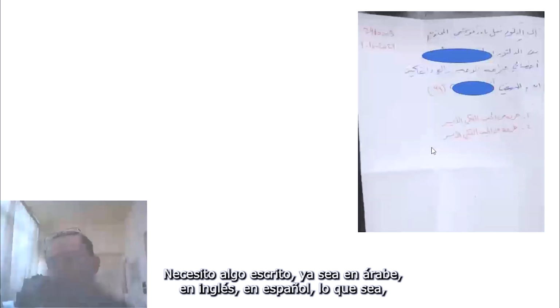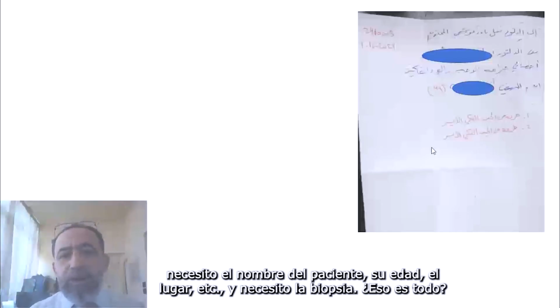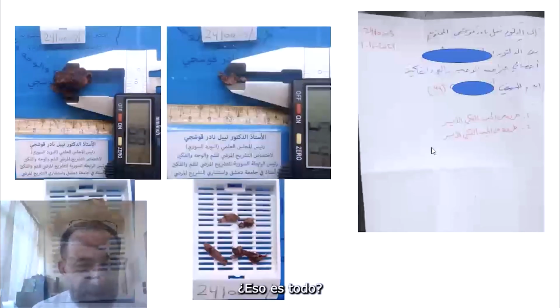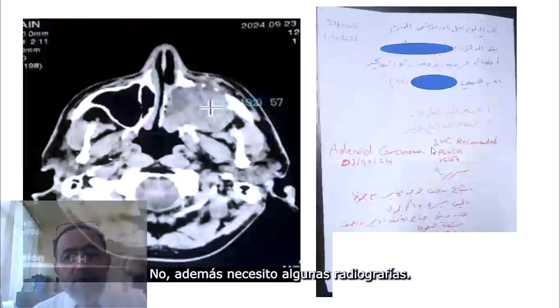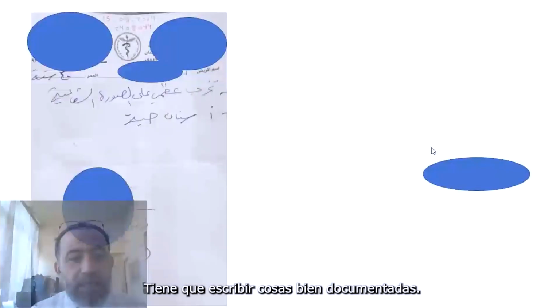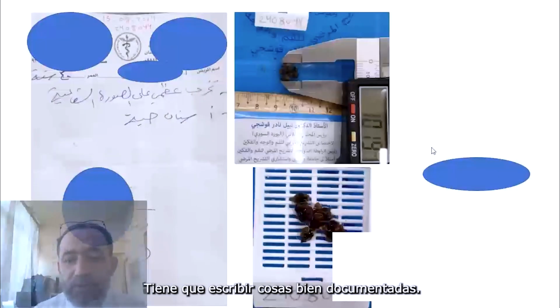I need something written, whether in Arabic, in English, in Spanish, whatsoever. I need the name of the patient, his age, the location, and so on. And I need the biopsy. Is that all? No, I need moreover some radiographs. You have to show the pathologist all the things that you saw, clinically, radiographically, if there is a blood test. You have to write well documented things.